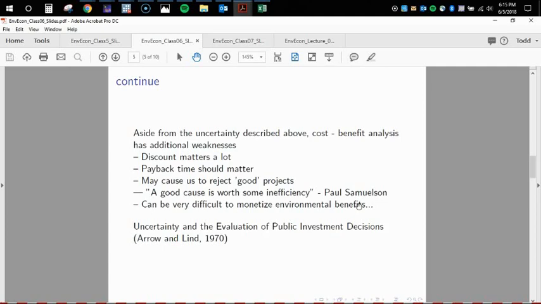This is Uncertainty and the Evaluation of Public Investment Decisions by Erwin. And again, it's a paper that I've mentioned a couple times so far. This will be one of the papers that you read for class on Monday. Make sure you do read it. It's a paper that talks about a lot of these particular issues, and mostly talks about what happens when we have uncertainty about benefits and costs, and what that might do to our analysis in terms of cost-benefit analysis.